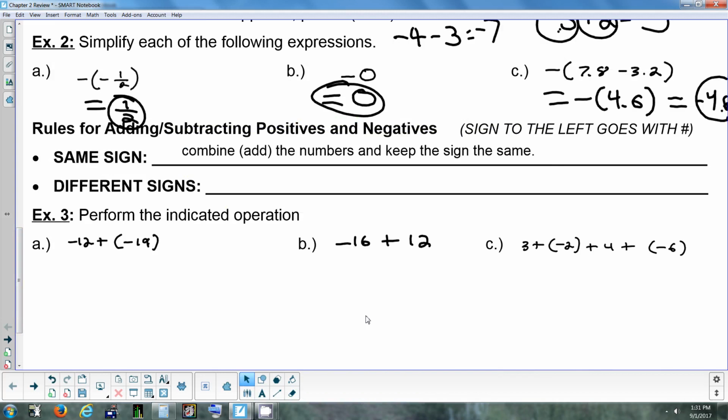All right? Now, we get into different signs. I'm just going to write the rule out, okay? We want to keep the sign of the larger number.